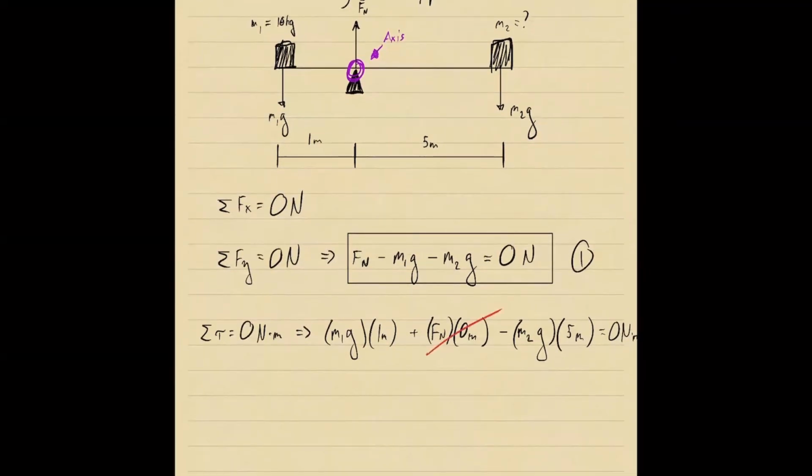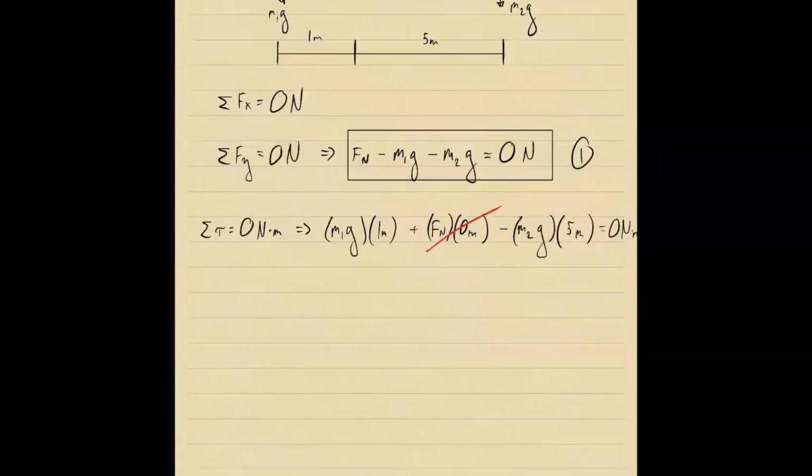But this term is 0. So what we're left with is this term and this term. But the problem already tells us that the mass of the first block is 10 kilograms. So we know what this is. So in principle, we could calculate this. And so we can solve this equation for the mass of the second block.